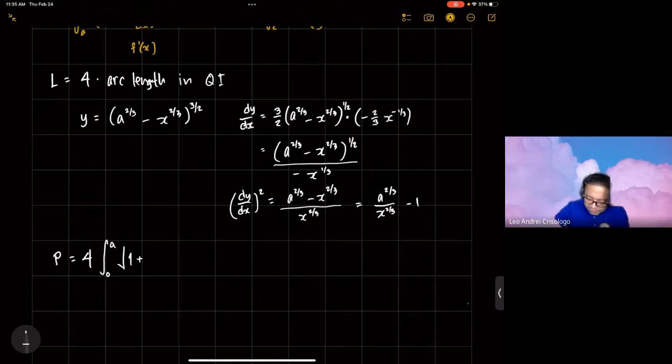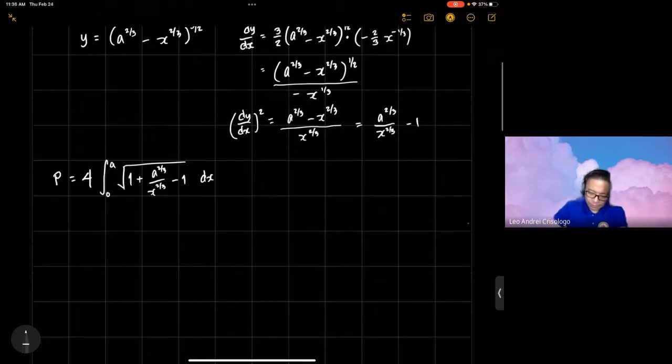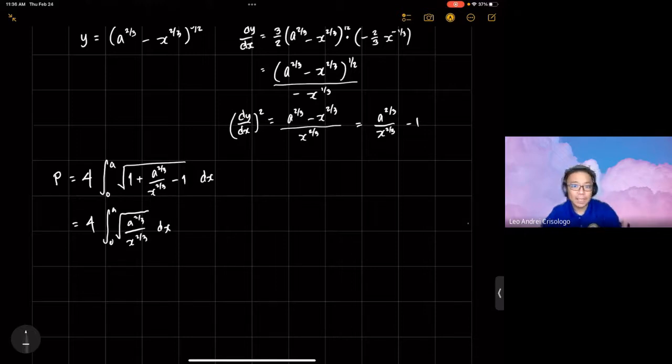The square of the derivative is a raised to 2/3 over x raised to 2/3 minus 1. So, syempre, magka-cancel yung mga 1. And we'll have 4. So, unti-untiin natin. Square root from 0 to a, square root ni a raised to 2/3 over x raised to 2/3 dx. Remember that a, very convenient, minus 1.